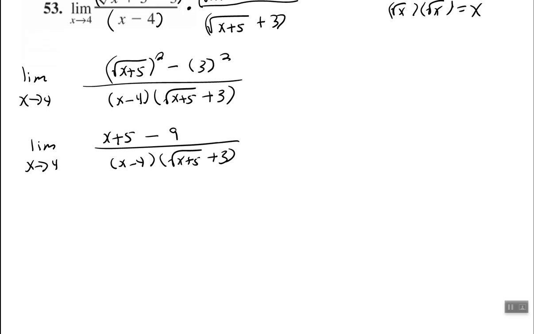All right, simplify the numerator. 5 minus 9 here is negative 4. So x minus 4. Yay, that looks good. And I didn't need parentheses in the numerator since nothing else was up there.